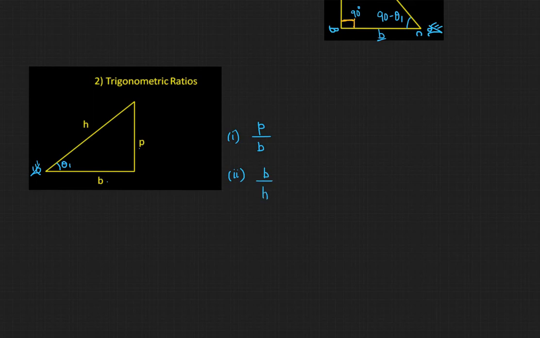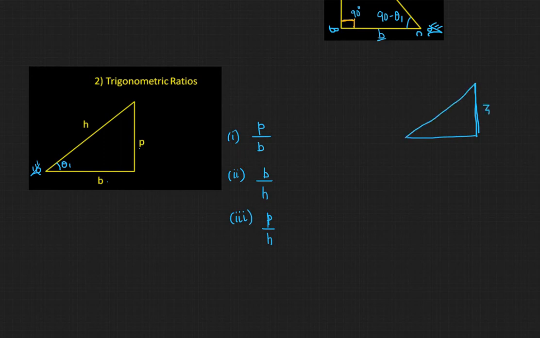And the third ratio that we can imagine is perpendicular by hypotenuse. I mean, I'm just randomly defining the ratios, right? So these are the three ratios possible. So let's take a concrete example. We have an example here.